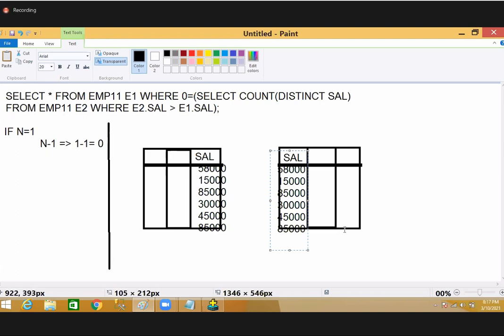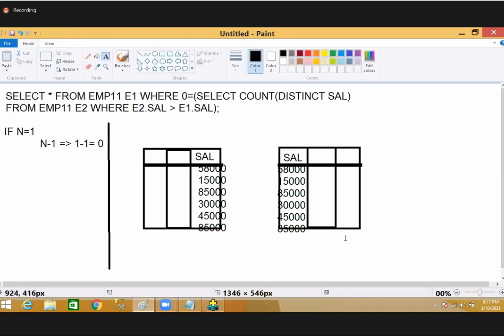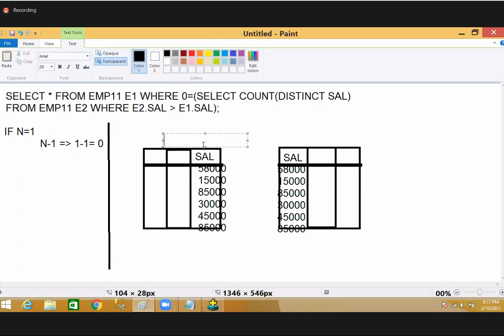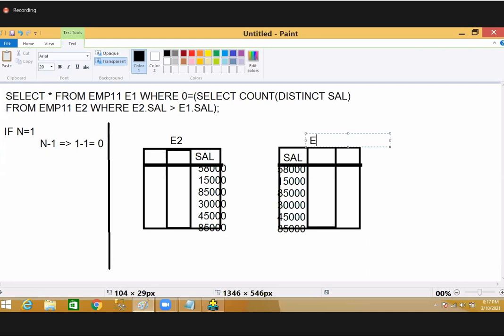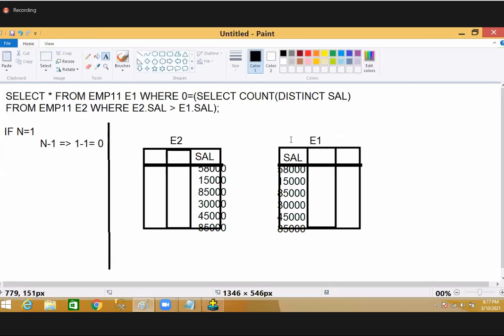Okay, right. So these are the tables, guys. In this, I will take the E2 table here, and this is the E1 alias table. And in between E1 and E2, can you see, guys, this is our inner query condition.